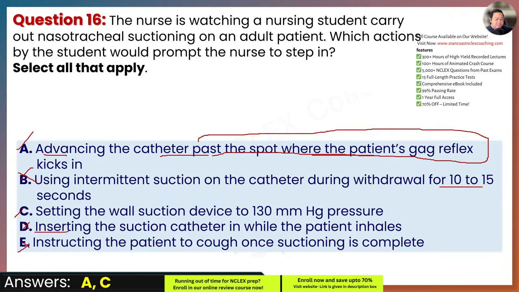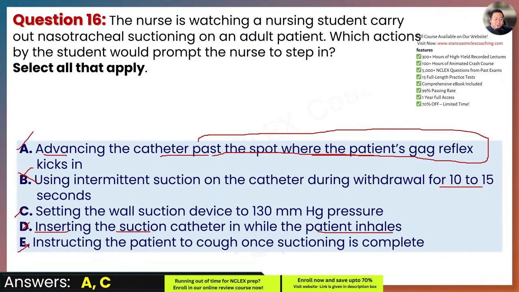Another is inserting the suction catheter while the patient inhales. So the clue words here: inserting the suction catheter while the patient inhales. This is also a correct technique. Think about it: when a patient inhales, their airway naturally opens up, and this makes it easier for the catheter to go in smoothly. This will reduce their resistance and discomfort, and there's no intervention needed here.